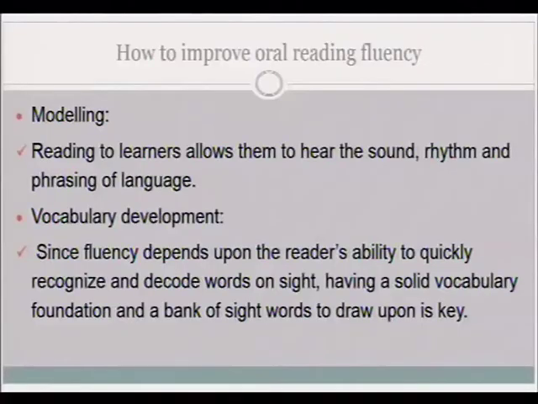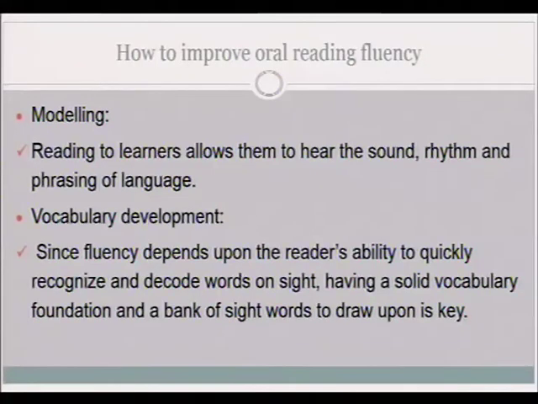How do we improve oral reading fluency? By modeling. Reading to learners allows them to hear the sound, rhythm, and phrasing of language. So we should be able to provide that model as teachers. We read to them and they should emulate or aspire to read like we do.